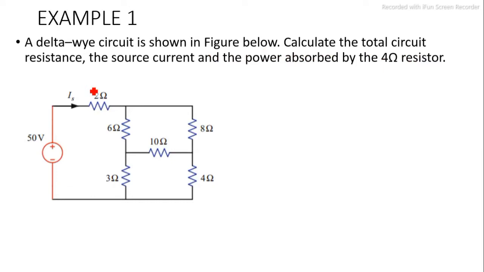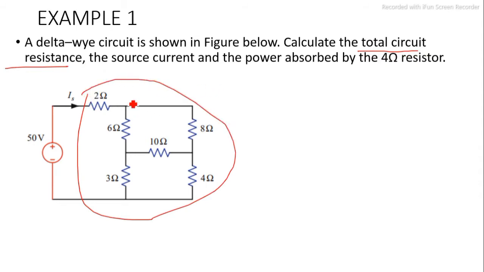Example 1. A delta-Y circuit is shown in the figure below. Calculate the total circuit resistance, the current source, and the power absorbed by the 4 ohm resistor. So I have to calculate the total circuit resistance, so R equivalent of all these circuits. You have to know the equivalent resistance of all these circuits. If you know the equivalent resistance of this circuit, it's very easy to know your I source, because you are going to have the current that is flowing out from the battery.